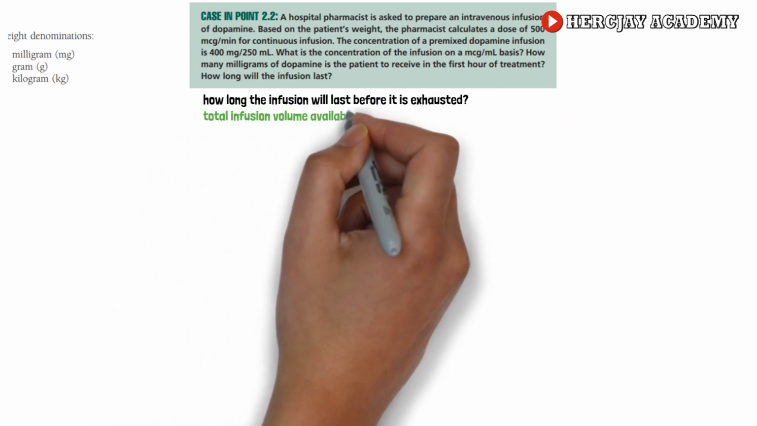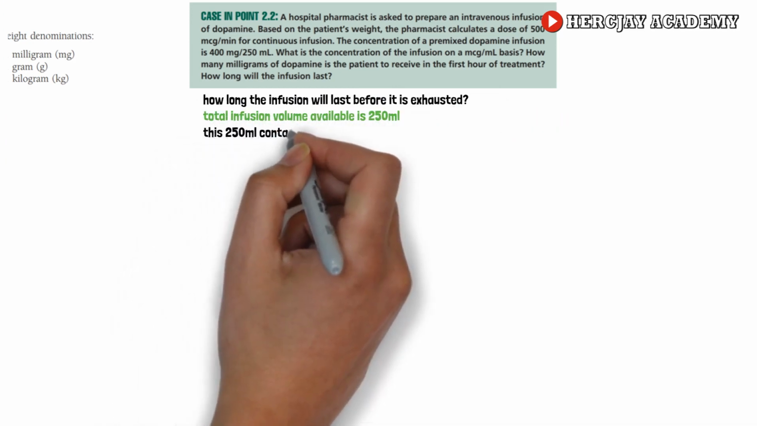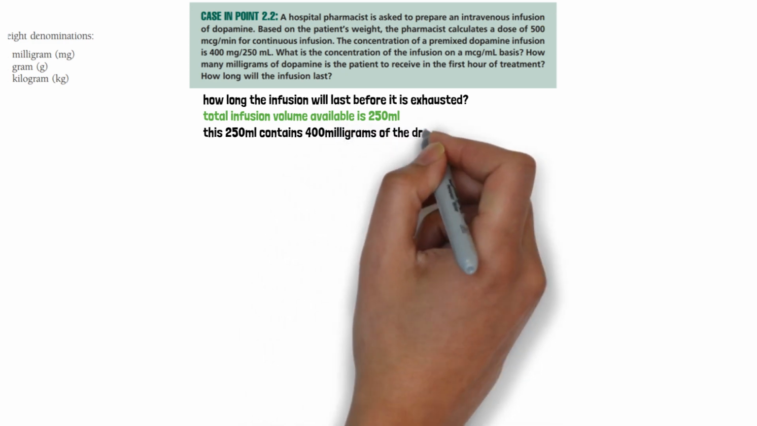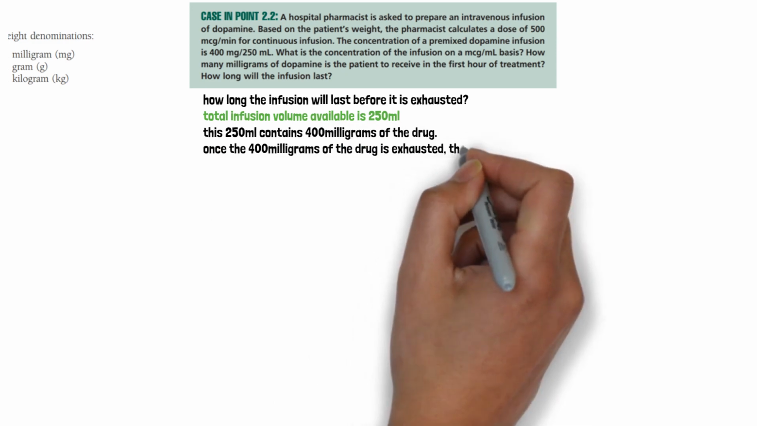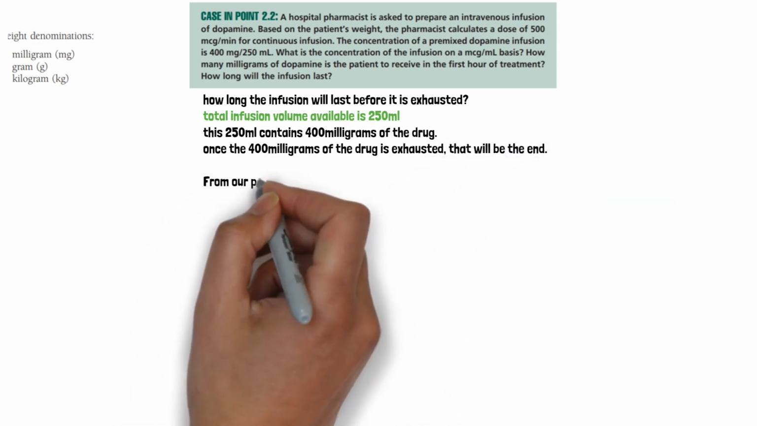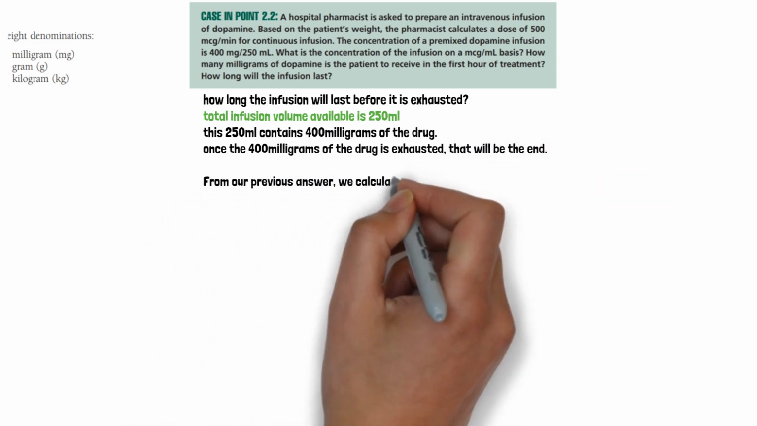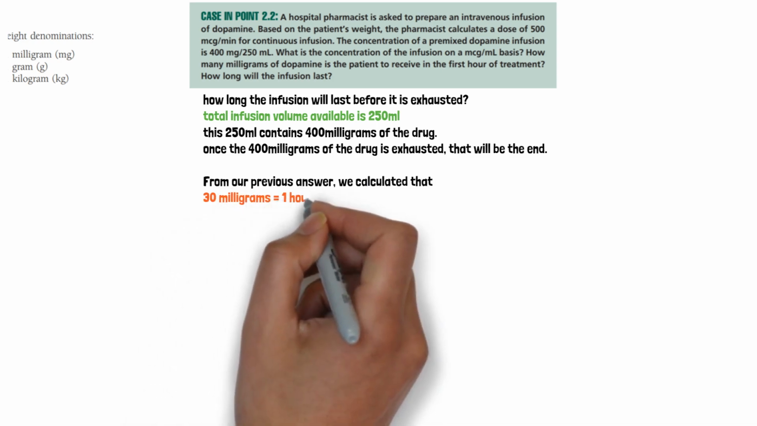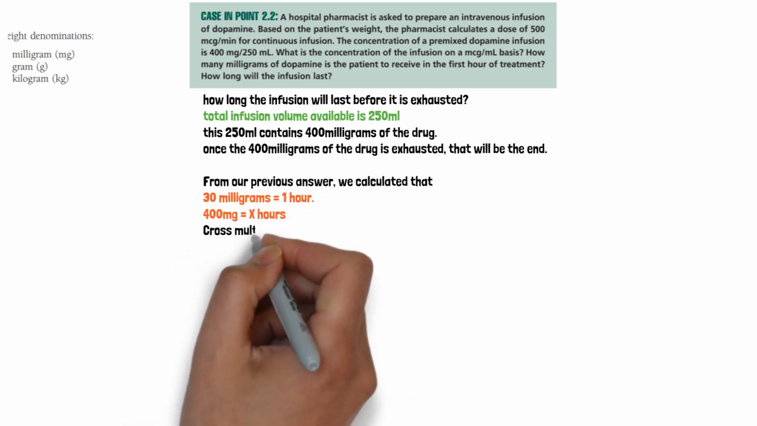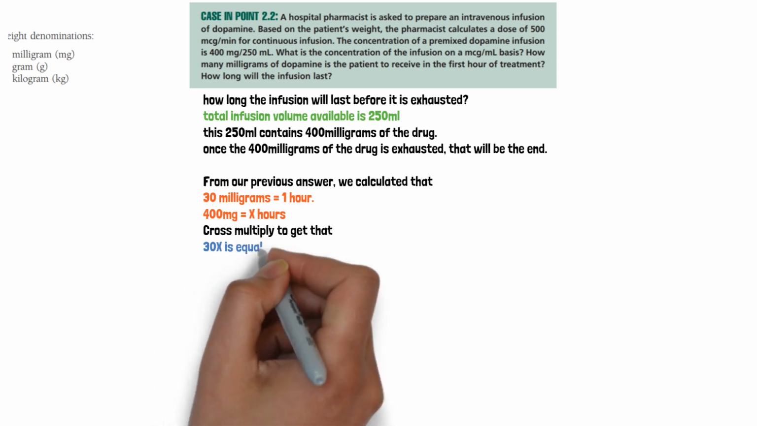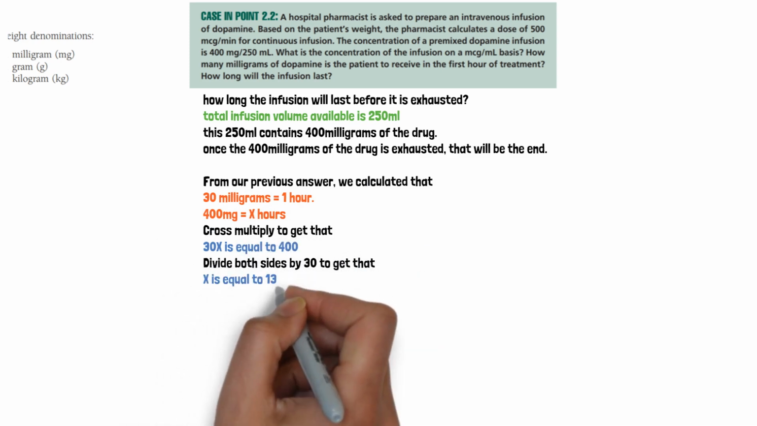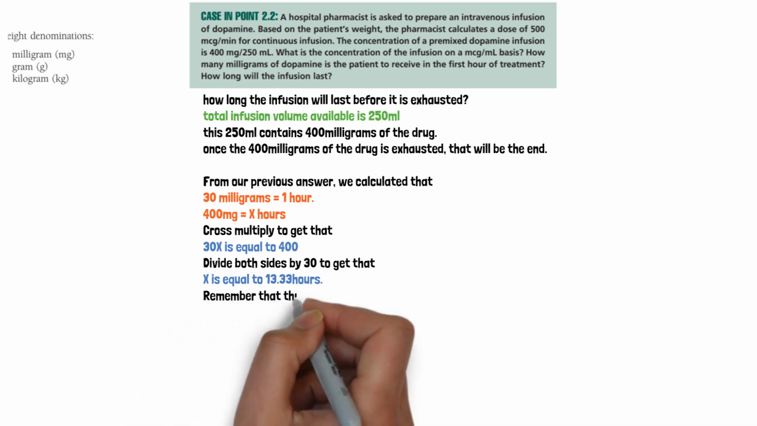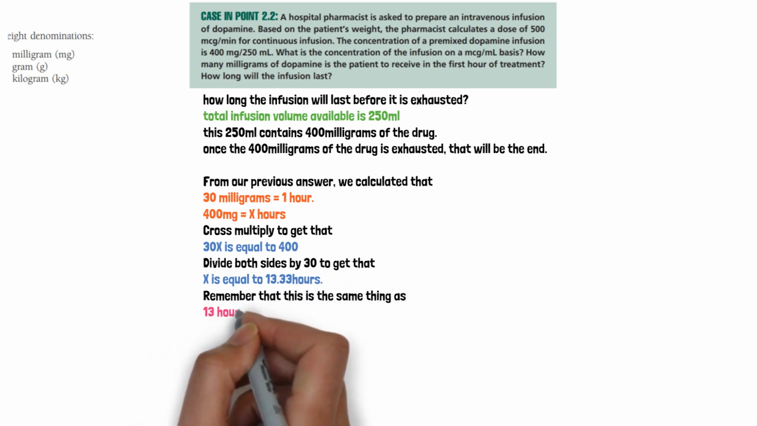The third part of the question is asking us how long the infusion will last before it is exhausted. Remember that the total infusion volume available is 250 ml, and this 250 ml contains 400 milligrams of the drug. Hence, once the 400 milligrams of the drug is exhausted, that will be the end. From our previous answer, we calculated that 30 milligrams of the drug is administered per hour. Therefore, the total drug of 400 milligrams will be completely administered in how many hours?